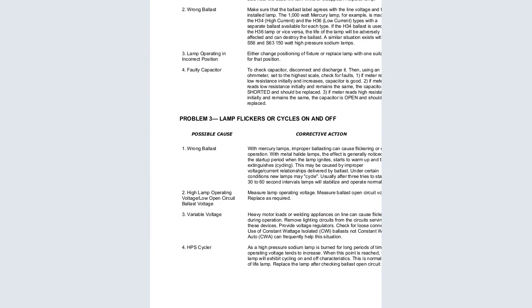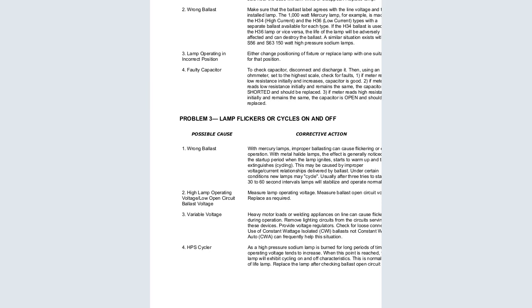So another problem is the lamp flickers or cycles on and off. What does it mean? I want to use an example of a common lamp that you know, like the fluorescent lamp. Sometimes it flickers. When we say flickers, it means it comes on and off, on and off, on and off. So sometimes you may ask, what is the problem? These are the possible causes of that problem.